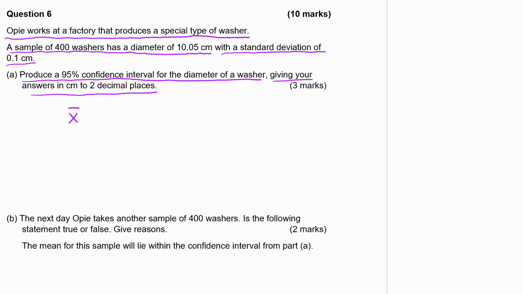Well, first of all, we can say that x bar is going to be normal with 10.05 and 0.1 squared over 400, which of course means that the standard deviation is 0.1 over the square root of 400, which of course is 20, and that is 0.05. Having stated that, I'm now just going to go for the confidence interval.